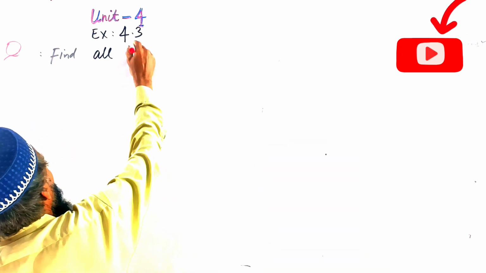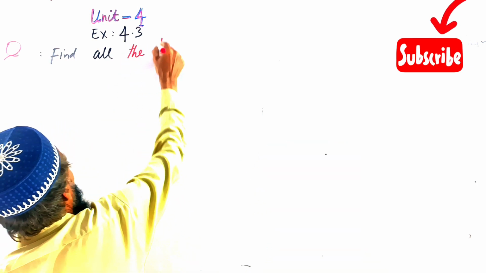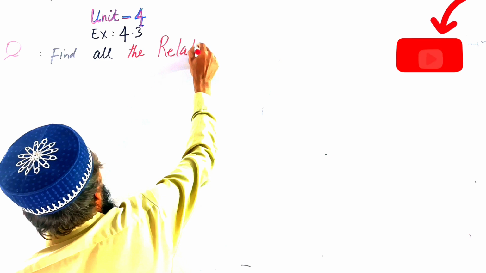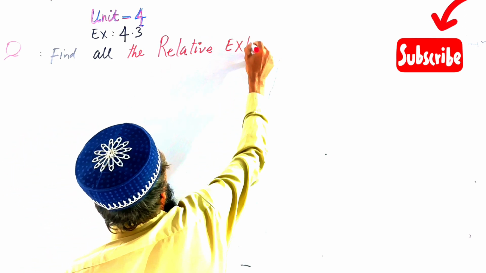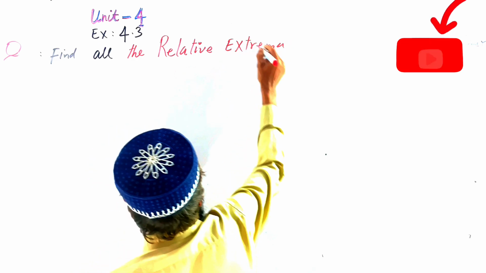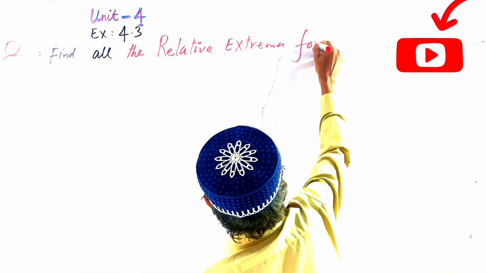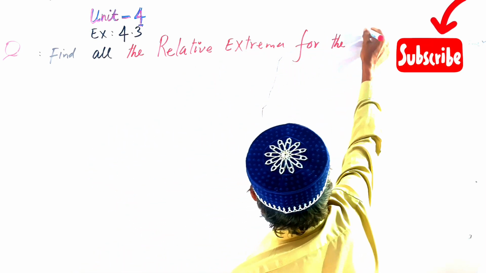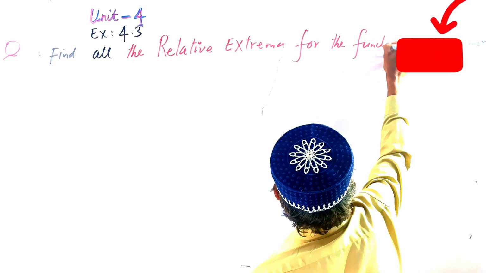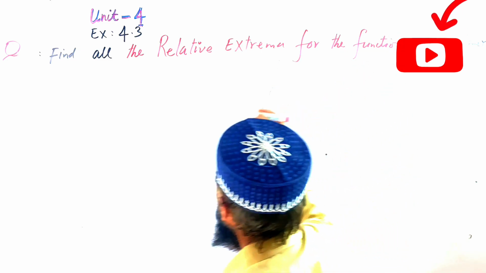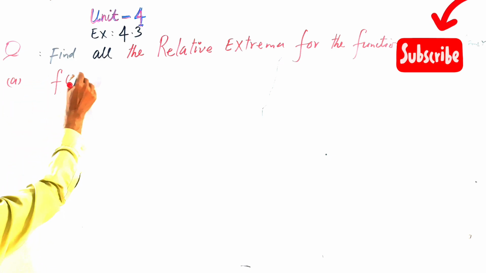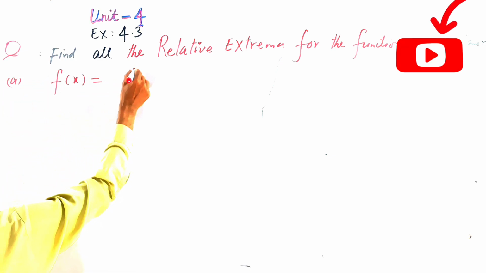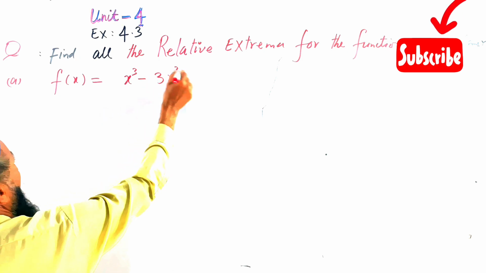Let's start. Find all the relative extrema for the function f of x. Part A, f of x is equal to x cube minus 3x square plus 1.